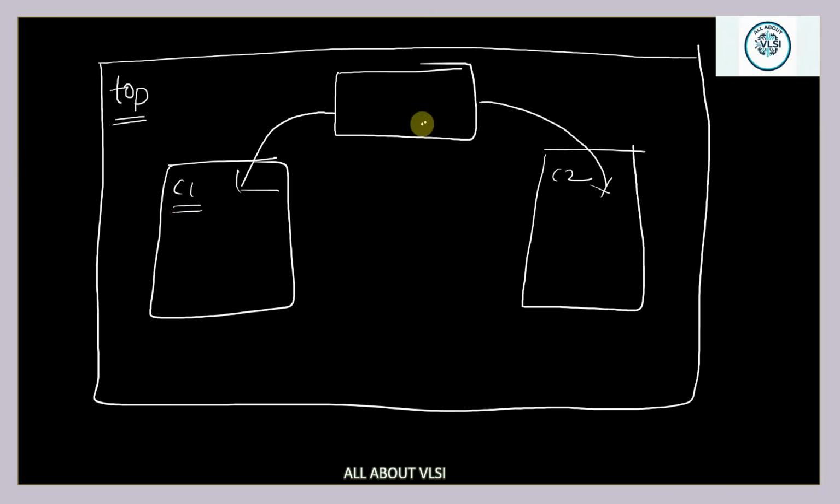So C1 will be using this mailbox handle which we have seen, and it is going to put the data into this particular mailbox using the mailbox handle. And C2 is also going to use the mailbox handle and it is going to get the data from this mailbox. So using the top, we are going to create the handles of C1 and C2, and the mailbox handle will be created in the top, and we are going to do this particular mechanism.